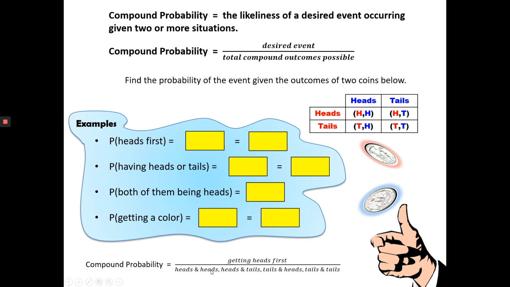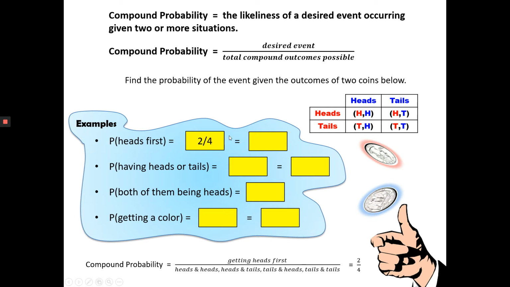There's heads heads, heads tails, tails heads, tails tails. Heads is a part of three possible options, but there's only two that are going to have heads first: heads heads and heads tails. So the probability of that happening is 2 out of 4.